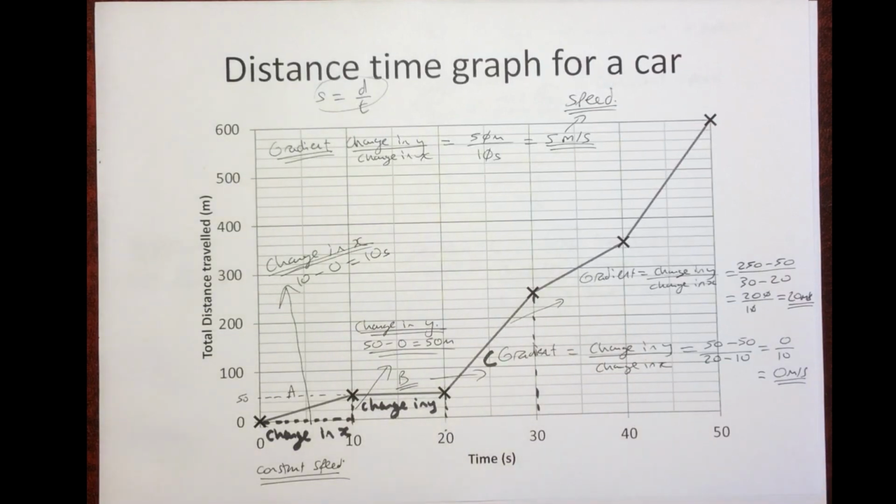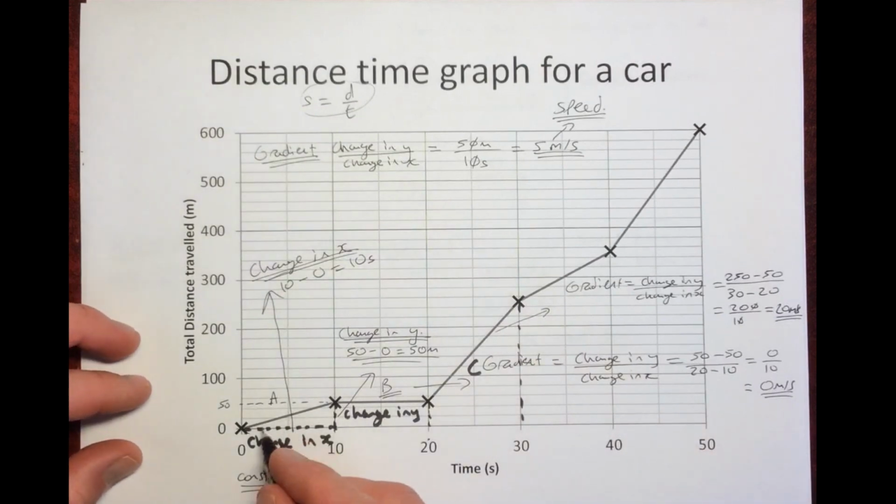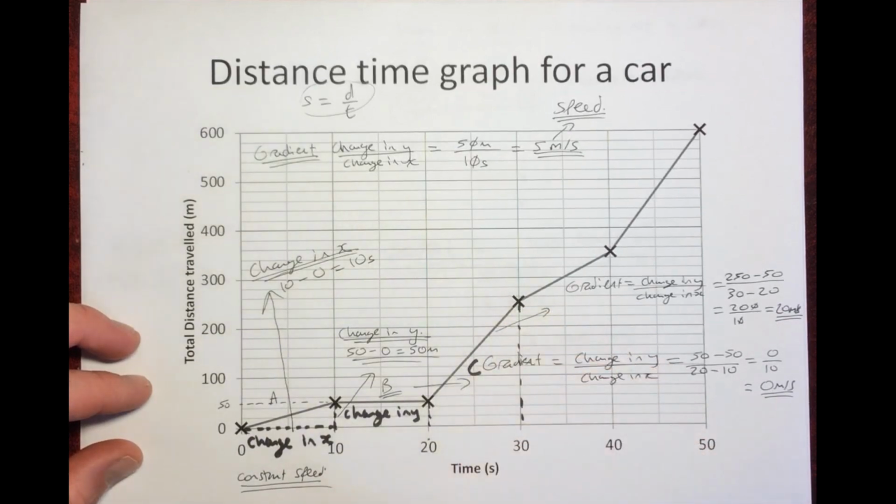So that's how you calculate the gradient of a distance time graph, and what it represents. The gradient of a distance time graph represents the speed of the object. Now perhaps the final thing to say about this graph is this. We've said in section A that the object is travelling at a constant speed. And we can see in B that the object is travelling with no speed. In C, the object is travelling again at a constant speed. We know that because it's a straight line here.